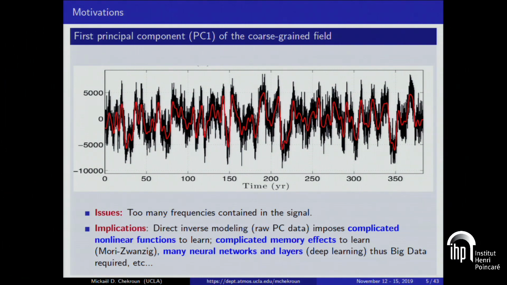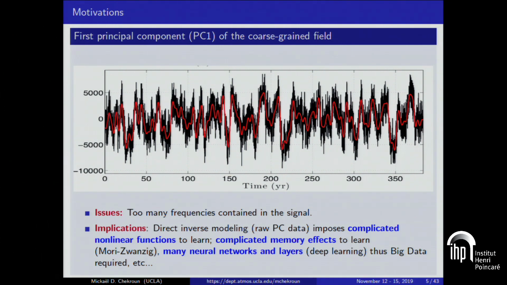And again, this is just the coarse grain. So this high frequency variability is the fingerprint of the small eddies. You will see that even at the coarse grain level, they have their fingerprint, and they are revealed when you do your EOF decomposition into the PCs like that. So the issue, if you want to do an inverse modeling, is that you have too many frequencies contained in this signal.